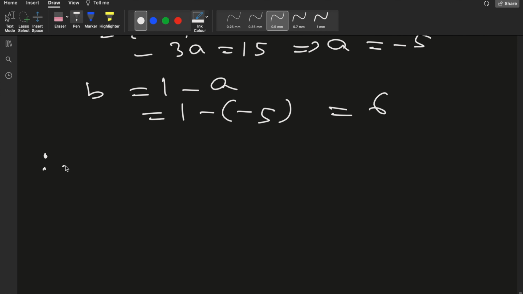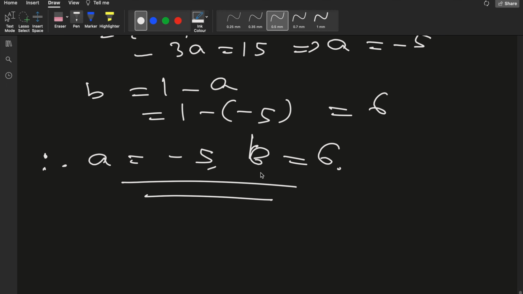Therefore a equals minus 5 and b equals 6. So this is our final answer. So now let's actually divide the polynomial by the two divisors to make sure that we got the right values of a and b. So let's do that.